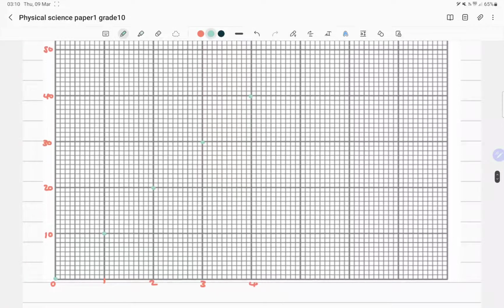Easy. And for grade 10, they're giving you easy stuff, eh? Grade 12s would sweat. They know it. They will sweat in grade 12. It's no child's play. So there's our graph.